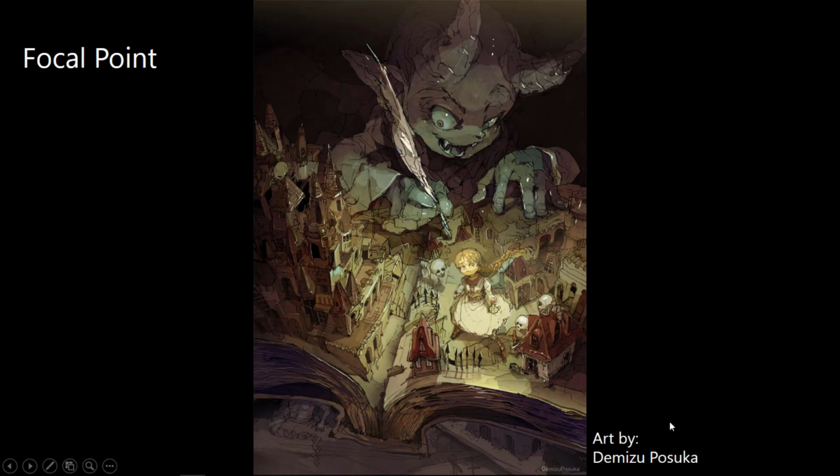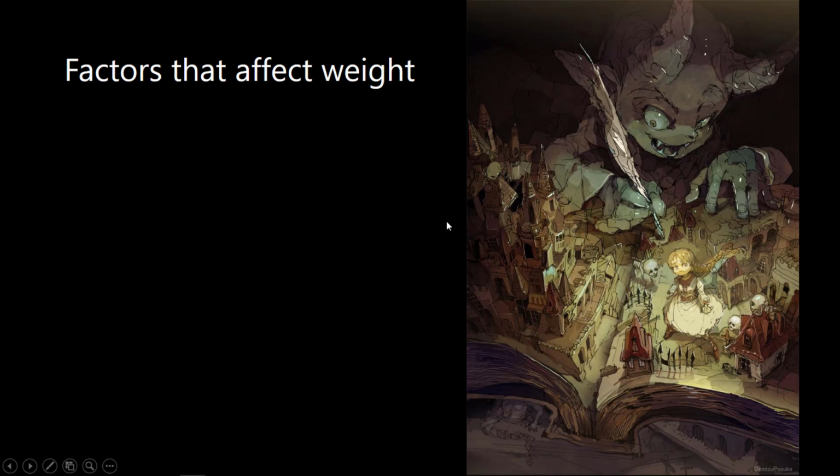But I think that overall where my eye is drawn to is this young woman's face. And so let's talk about that as being the focal point, because to me, her face and just her character is what has the most weight in this scene. Let's talk about what factors affect visual weight.